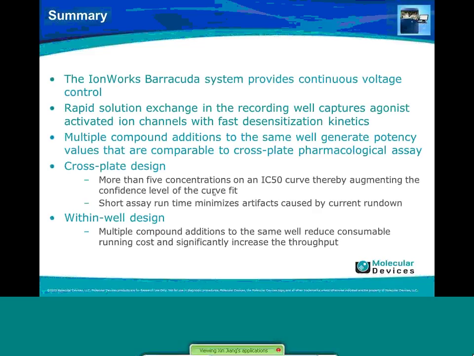And also, each experiment is done in a cross-plate fashion. It's only about 20 minutes long, so it's a very short assay runtime to minimize artifacts such as rundown.